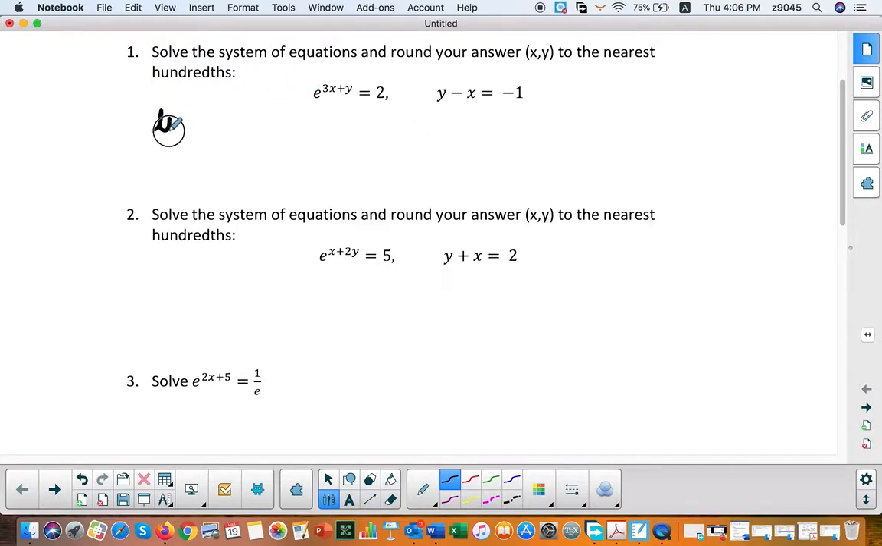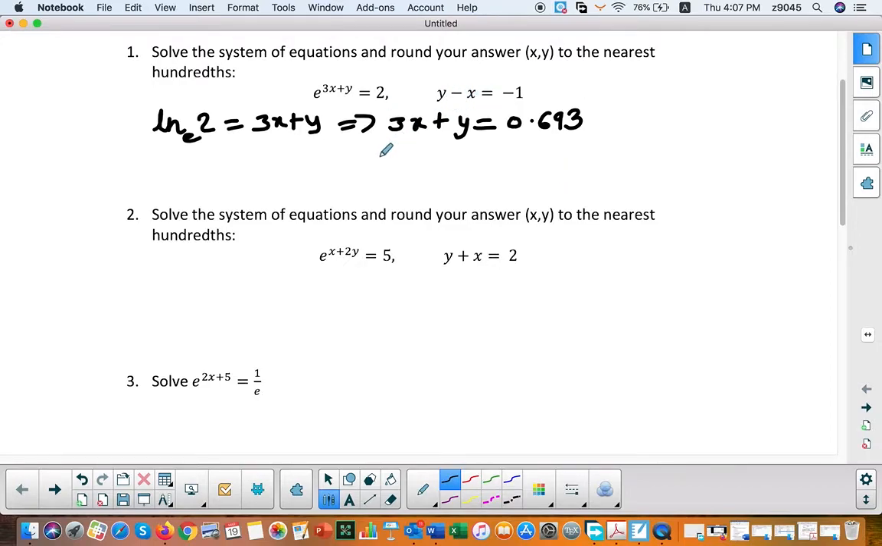Because it has the base e, I'm going to write it as ln. The base e is already there, and the number on the other side is 2, so ln 2 equals 3x plus y. The value of ln 2 is 0.693, which gives me the equation 3x plus y equals ln 2, which is equal to 0.693. This is the first equation out of the two given equations.